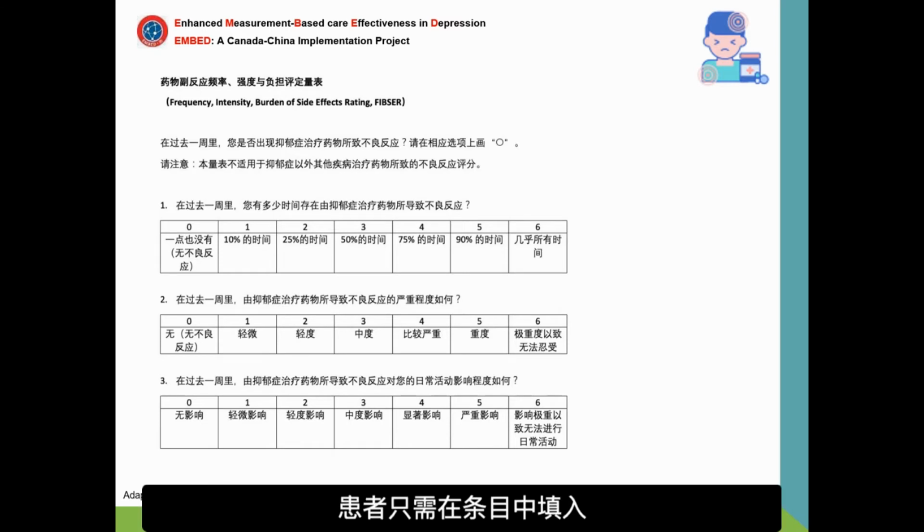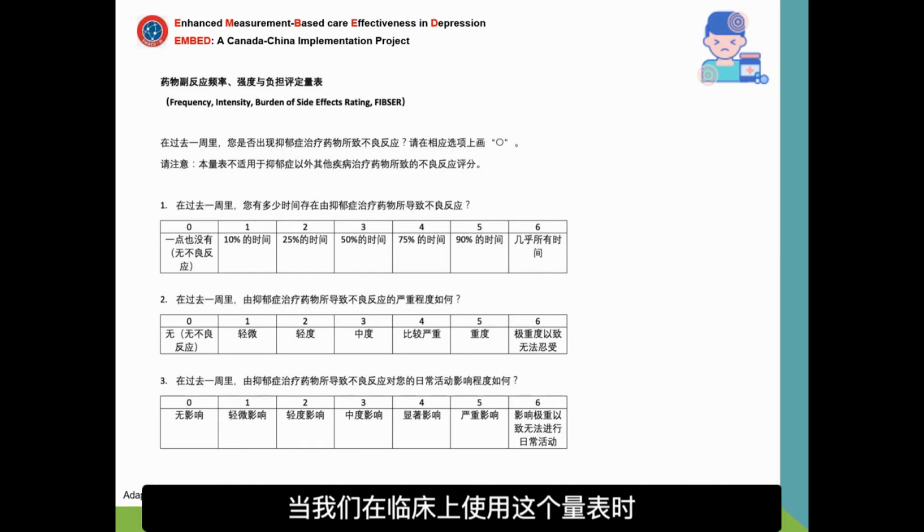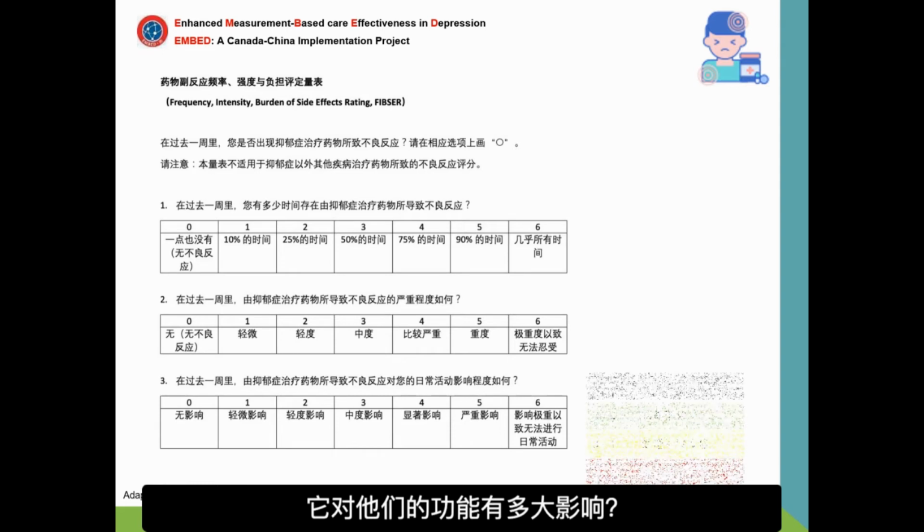And they simply fill in the item according to how much of the time that they're experiencing those particular issues with their side effects. For this particular scale, when we use it clinically, we actually look in particular at the third item on the scale, the interference with functioning, because that's the important aspect in terms of side effects. How much does it interfere with their functioning?